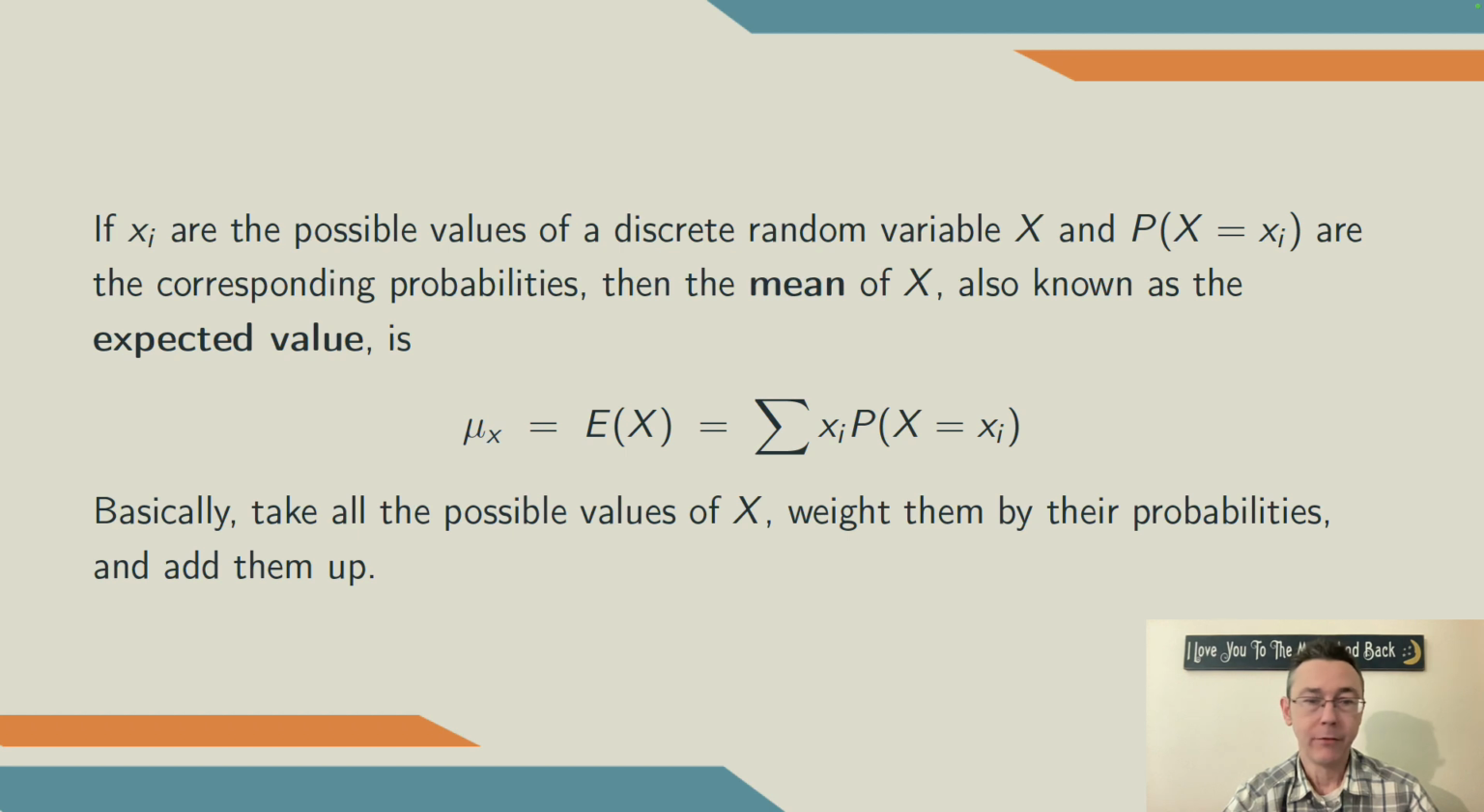So suppose we have a bunch of different values, xi, of a discrete random variable X. Here the uppercase X is referring to the random variable, whereas the lowercase x is referring to the values. The mean is going to be the weighted sum of all the values. So take each of the values, weight them by their probabilities, and add up to get the expected value, to get the mean.